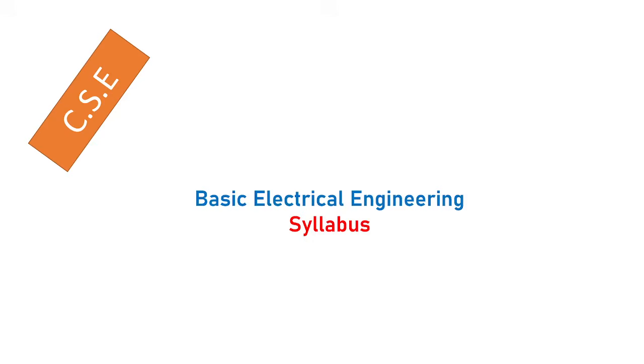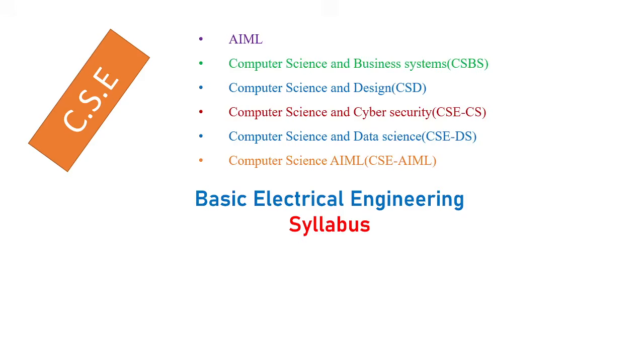As we know, the syllabus which covers Unit 1 is common for all the sister allied courses of engineering under CSC, Computer Science Engineering. Likewise, you have AIML, data science, cyber security, computer science and design, and computer science and business systems. This syllabus is common to all the JNTUH related institutions.